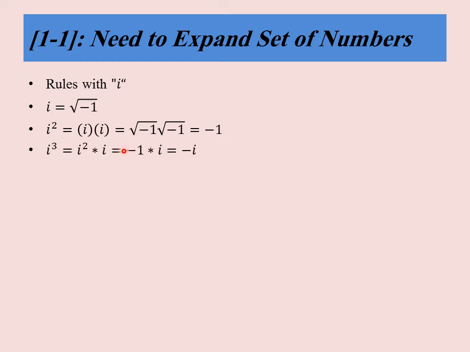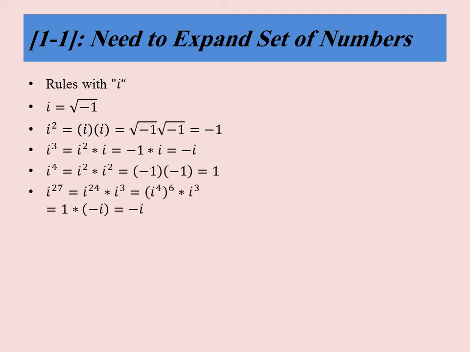And if we talk about i cubed, this is i squared times i. And I know now that i squared equals -1. So substitute -1 instead of i squared, multiplied by i, and the result is -i. And if we talk about i to the power 4, I see that it is just i squared by i squared, and this is -1 by -1, since I knew that i squared is -1. And the result then is just +1.